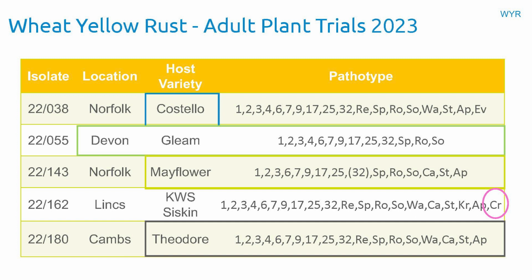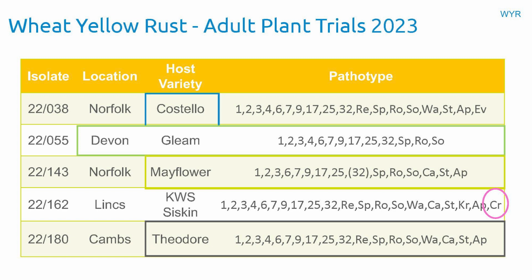I'll be taking you through the wheat yellow rust first. So I'm going to start today by talking about the adult plant trials that we ran in 2023. There are 5 individual trials for yellow rust, so we inoculate them with 5 individual isolates. And these are the isolates that we chose for those inoculations.